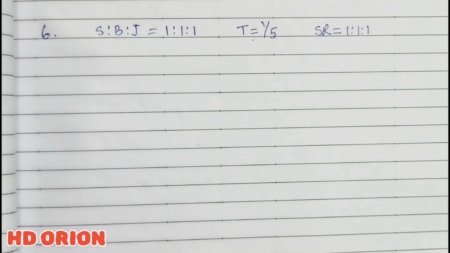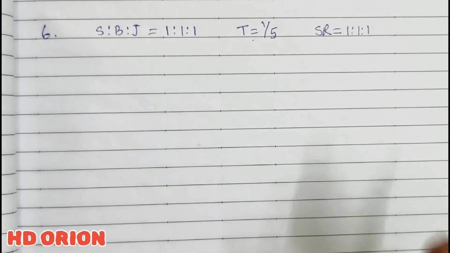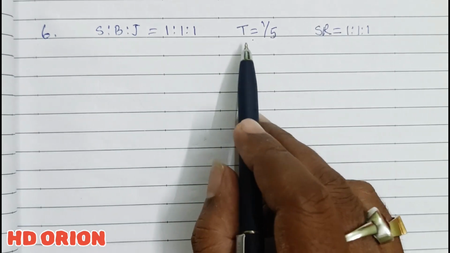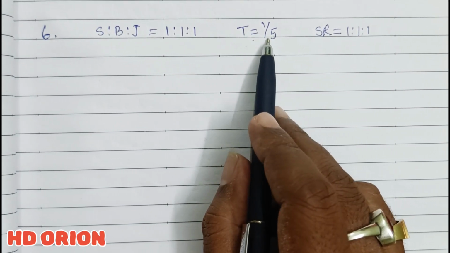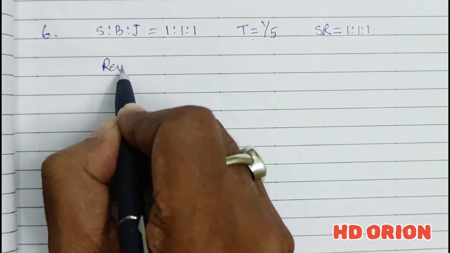Without making any calculations, you can jump to the conclusion. Even if you solve this, you will get the same. Let us solve it. You see, when 1/5 portion is given to partner T, the remaining portion is how much?